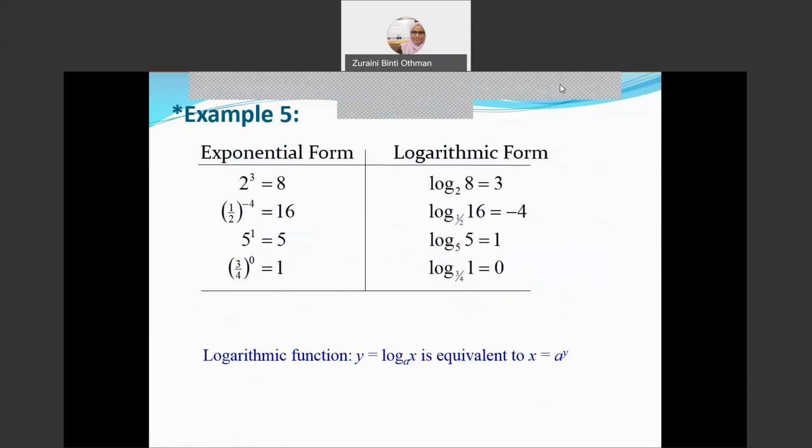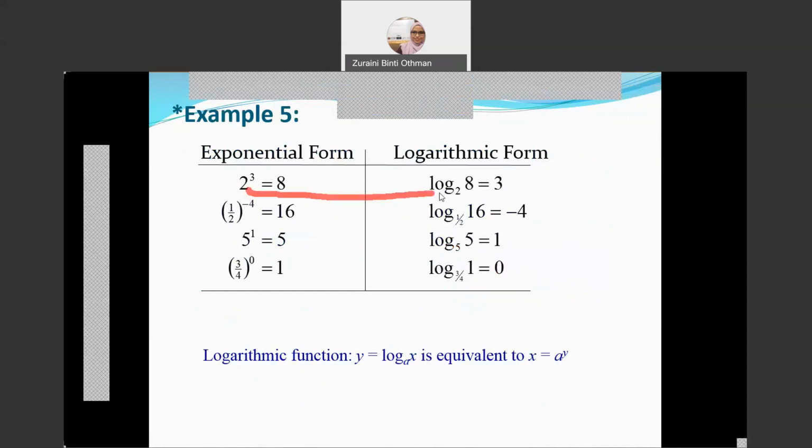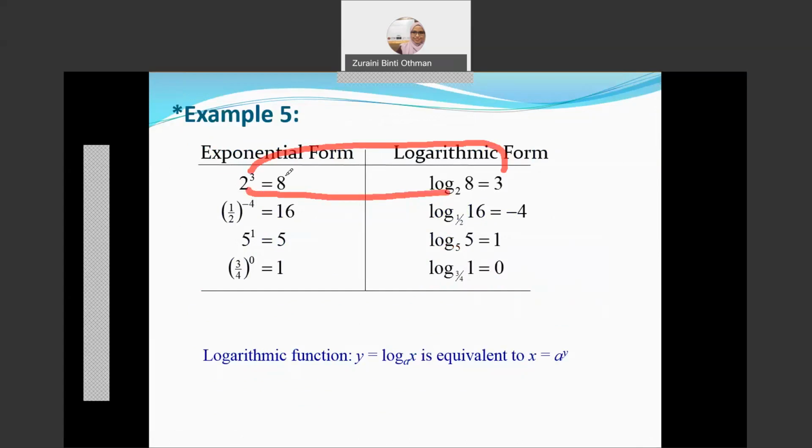Nampak tak kat situ? Yang ni base akan jadi base dekat sebelah, dan kuasa ni akan jadi keputusan dia. 8 ni akan masuk ke dalam. Macam tu juga untuk yang lain. Macam ni, kamu nampak tak? Kenapa log 5 dapat 1? Sebab 5 kuasa 1 sama juga dengan 5. Always. And log 3, 4, 1 sama dengan 0, because any number power of 0 will get 1.